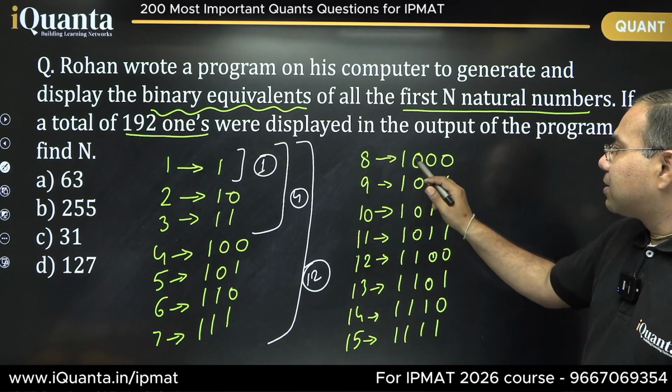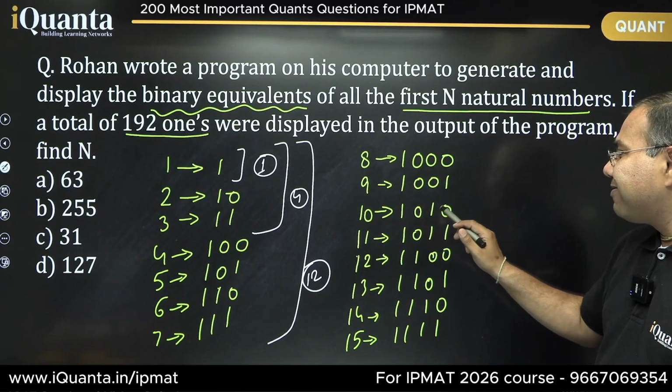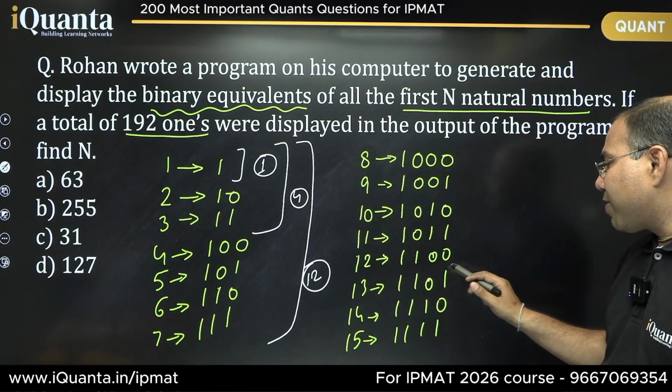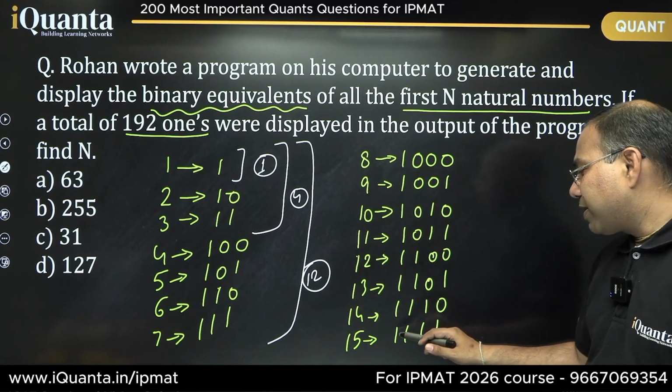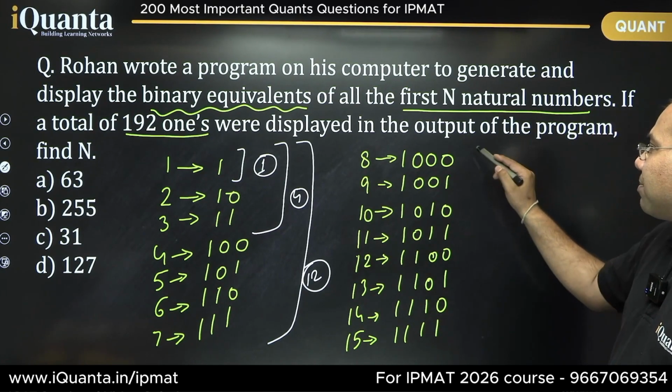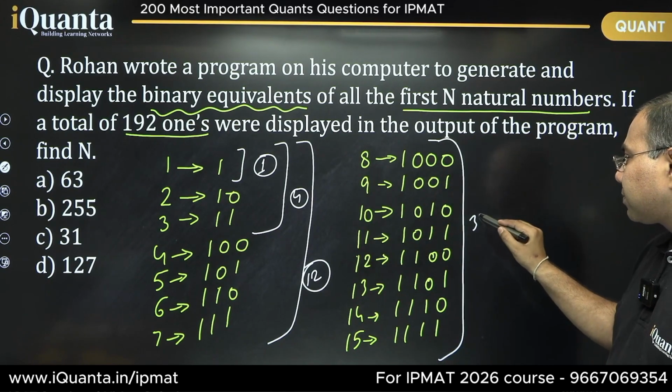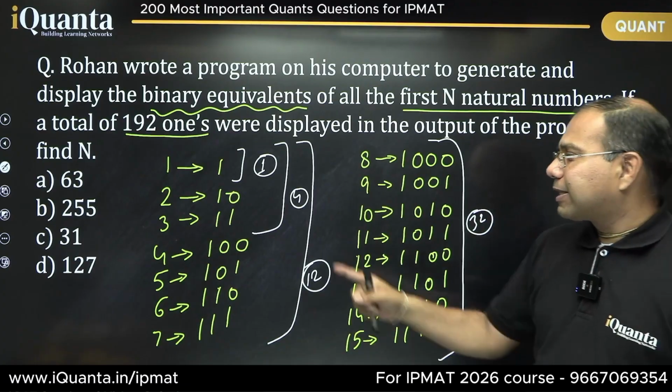So after 12, this is 13, 14, 15, 16, 17, 18, 19, 20, 21, 22, 23, 24, 25, 26, 27, 28, 29, 30, 31, 32. This comes out to be 32. Including that part, this comes out to be 32. Right? Now let's try to observe the pattern.